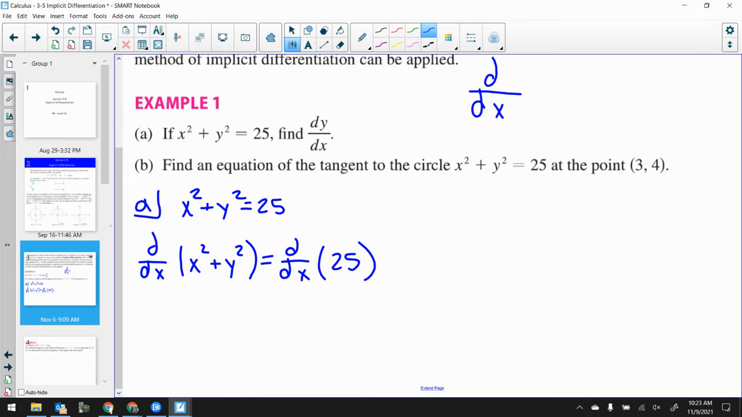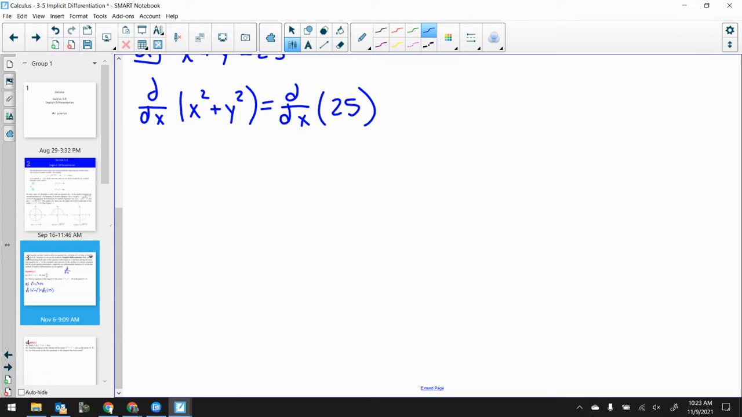The right side of this is rather easy. What is the derivative of just 25? 0. Remember, the derivative of a constant is 0. Now, I find the derivative of x squared plus y squared, which is essentially just distributing the derivative, right? So the derivative of x squared is 2x.